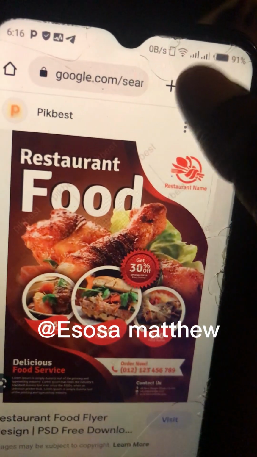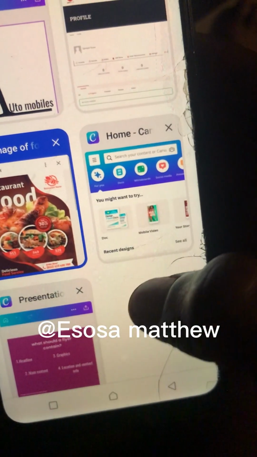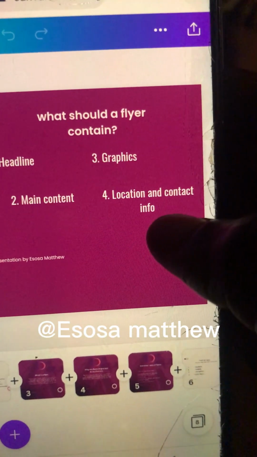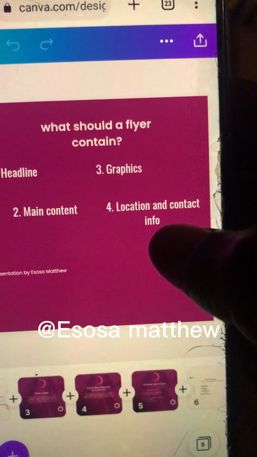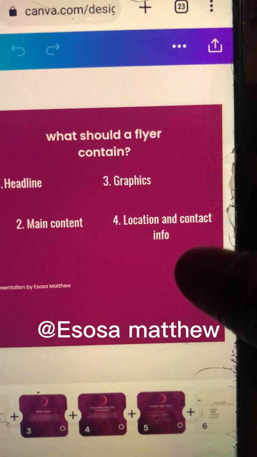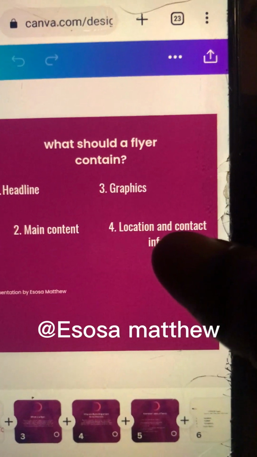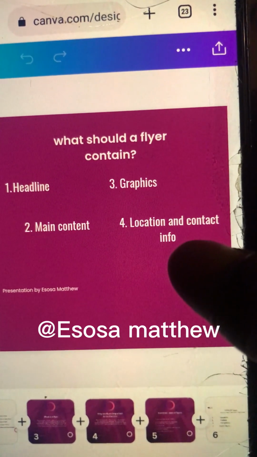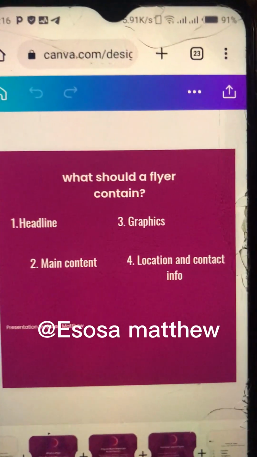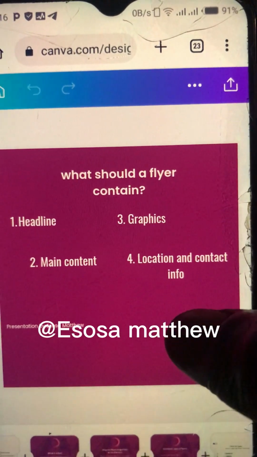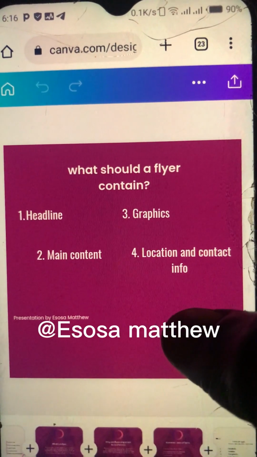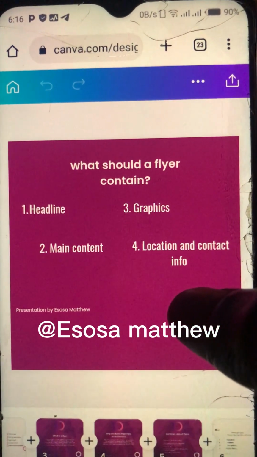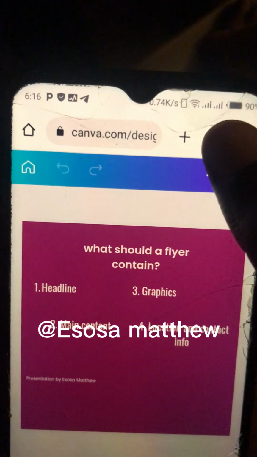So let's go back to our presentation. The last one is location and contact info. This is considered the most important part of a flyer because this is where the reader can find details on how they can find you or contact you. You should always make it convenient for your readers to reach out to you by including your business address and phone numbers in your flyer. You may even include your website address and social media links.